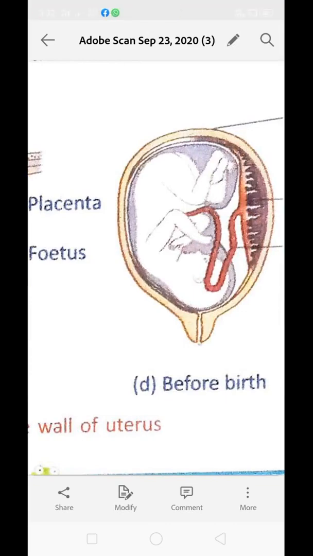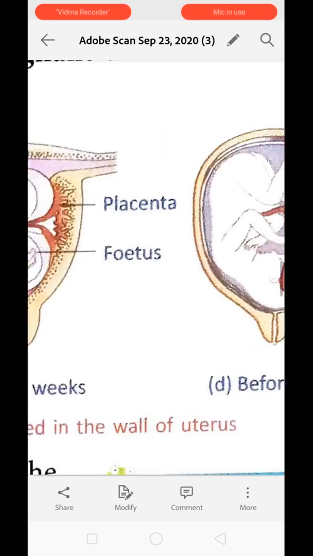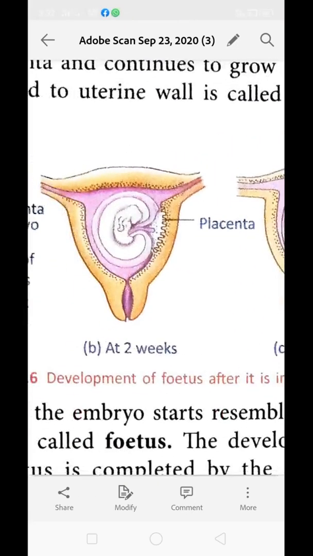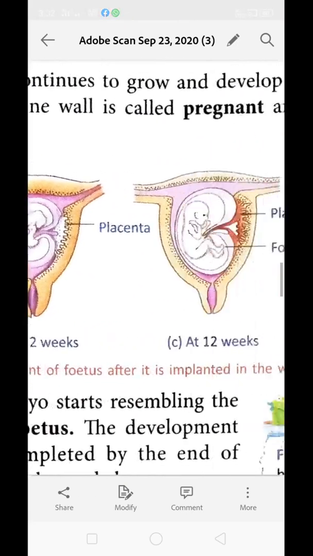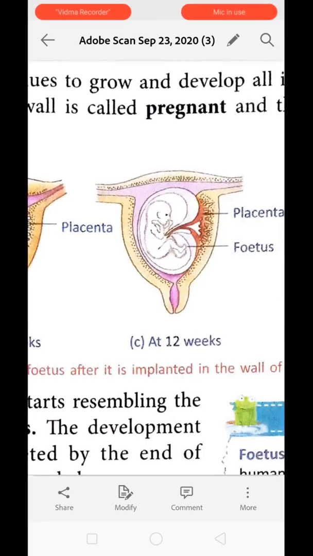At the 2 month stage you can see, over here, the embryo starts resembling the human form. It is called a fetus. When the embryo starts resembling the human form, it is called a fetus. And after fertilization and before resembling the human form, it is called an embryo.